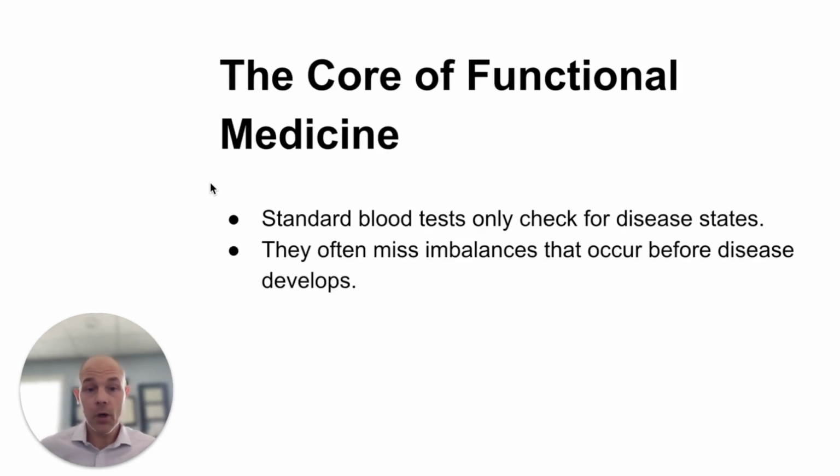Number two, we are looking at the often missed imbalances that occur before disease develops. So we're taking these markers and we're saying, okay, they're fine, they're within range, there's nothing going on, we're not identifying any risk factors. On the outside chance that they are, then comes into the label of disease processes.